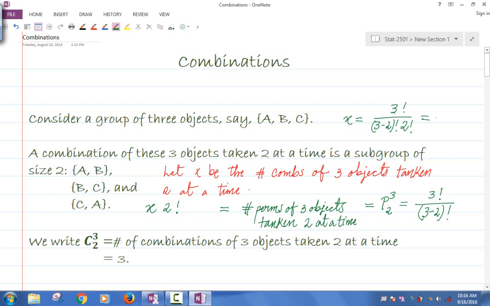So that's exactly what we got by explicitly writing down the subgroups of size 2. We had 3 of them: AB, BC, CA, right? Is everybody okay with that? All right.